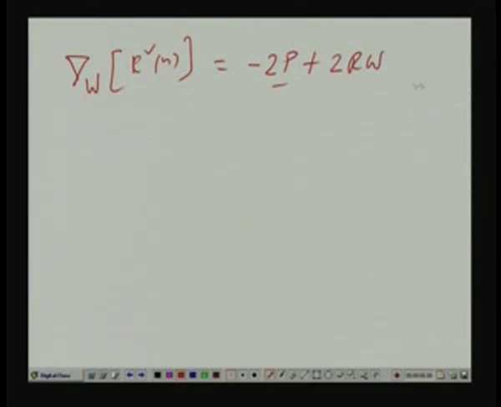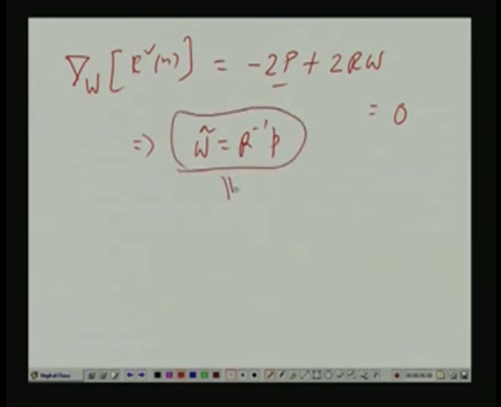Remember, this is the gradient expression. I will use it in the adaptive filter. This gradient should be 0 when I have got the minima. That obviously will give rise to the same Wiener filter. You can see W cap equal to R inverse P. Okay, this is the optimal filter.